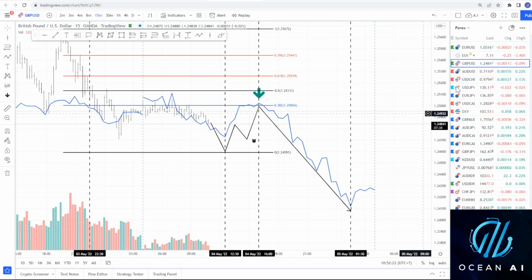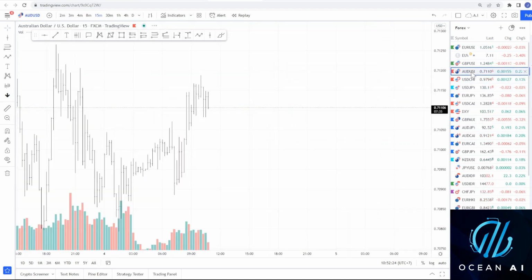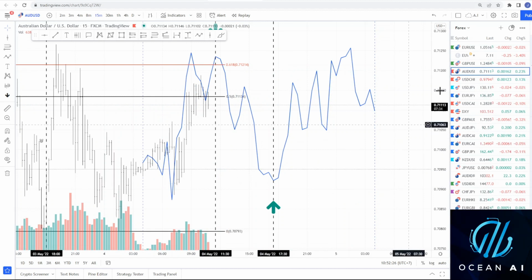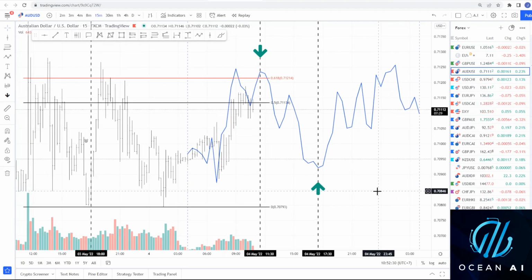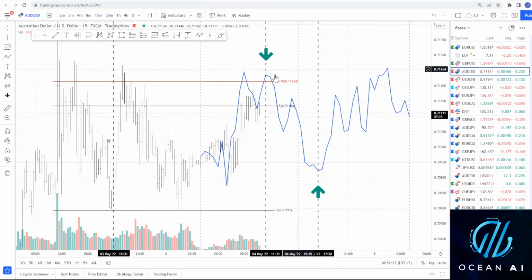So that would be the pound. The Aussie's in this trading range as well, so we'll just look for some short-term stuff. It still doesn't look very pretty with this, but we've sort of got one key time here and then another key time here.